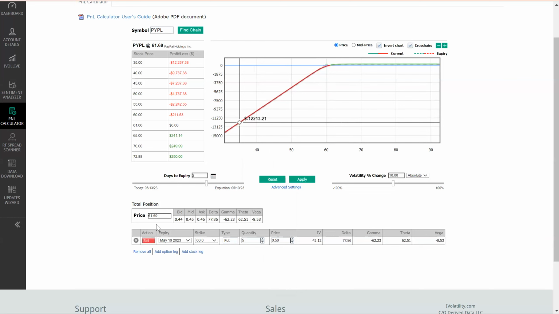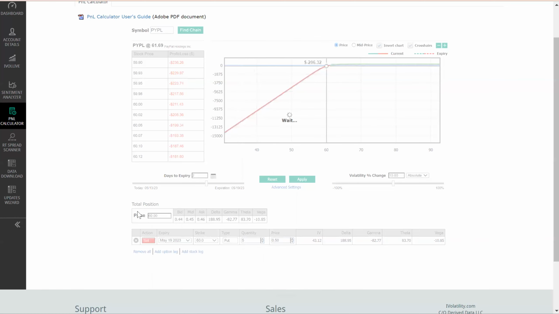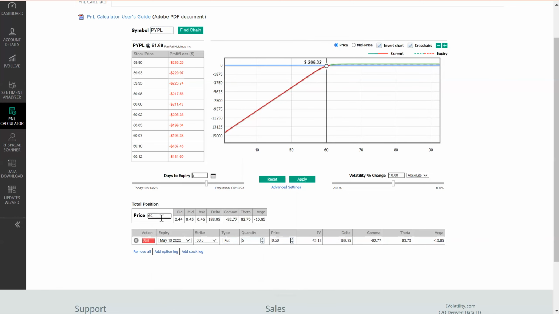So these are all the different things that you could change. You could change PayPal's price. So what if PayPal goes down in price to $60 a share, right? What if PayPal goes up in price, skyrockets from current pricing to 65? So all of this will change in real time. It's really, really cool.